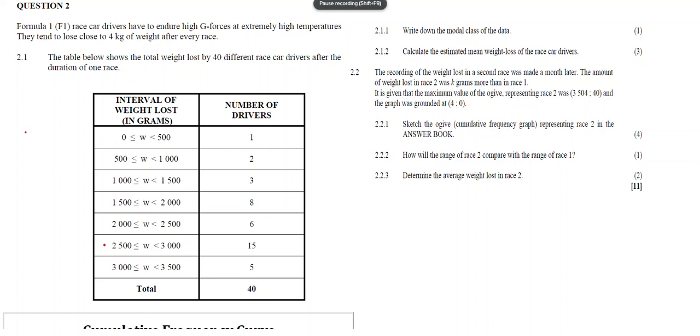Family, let's look at this question on statistics. They say F1 race car drivers have to endure high G-forces at extremely high temperatures, and they tend to lose close to 4 kg of weight after every race. The table below shows the total weight lost by 40 different race car drivers after the duration of one race.